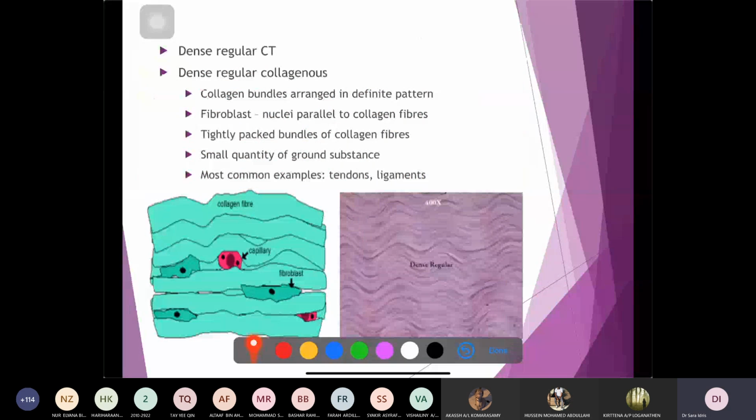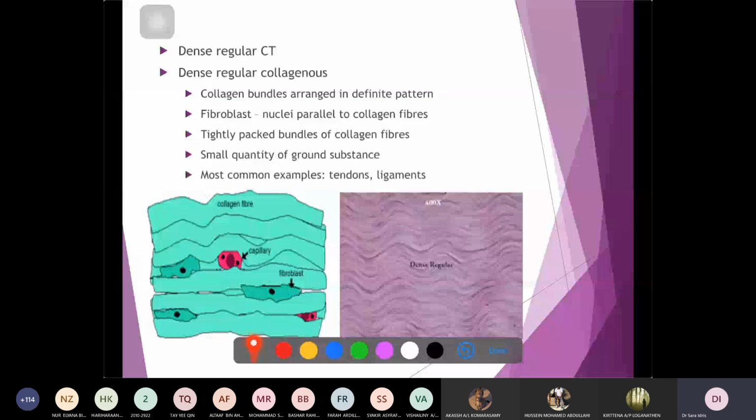All right, and then you have dense regular. In dense regular, you can have either dense regular collagenous or dense regular elastic. You can see here, all of the fibers are arranged in a very nice pattern in one direction. Everything looks nice, the fibers are all parallel to each other, very neatly organized. This is your dense regular collagenous because it's made up of mostly collagen fibers.